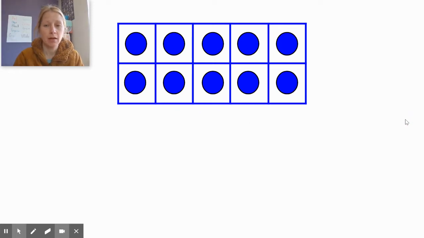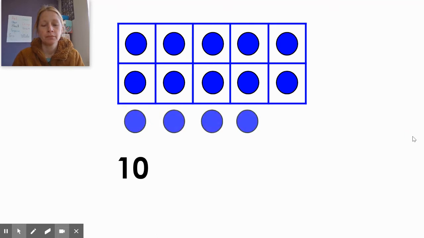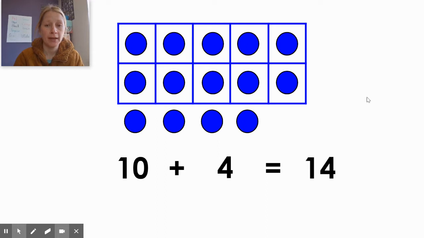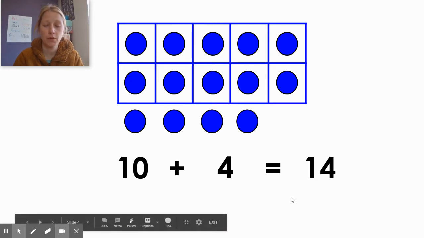Okay, our next slide also shows one group of 10. I have a 10 frame, and I have all of my frames filled in. Now I have 4 ones. So I have one group of 10 and 4 ones. Some of you already know that 10 plus 4 equals 14, right? But we can go back and double check. 1, 2, 3, 4, 5, 6, 7, 8, 9, 10, 11, 12, 13, 14. So 10 plus 4 equals 14.